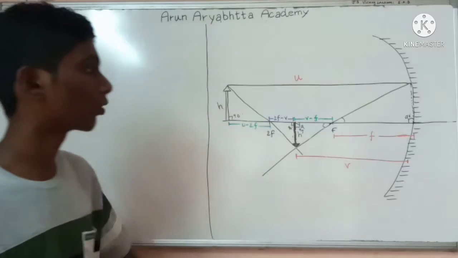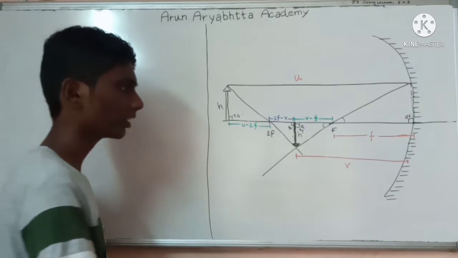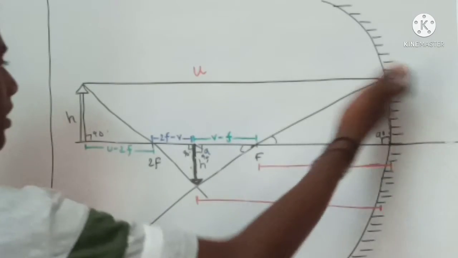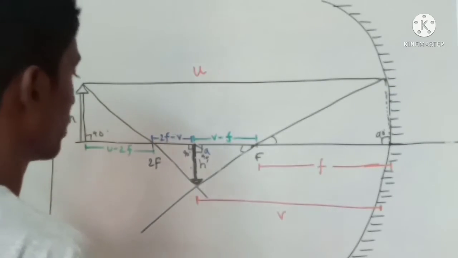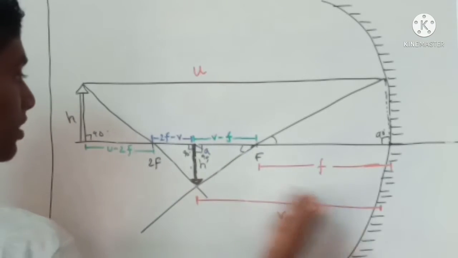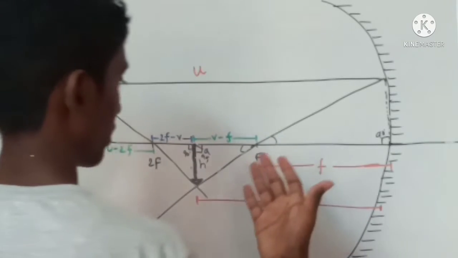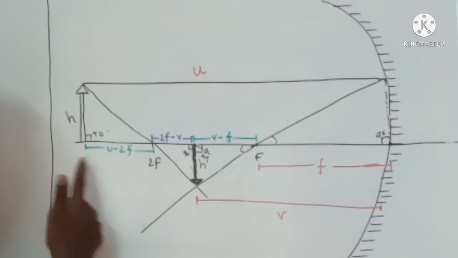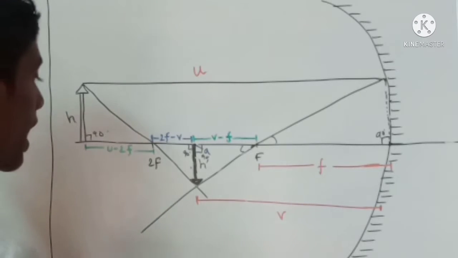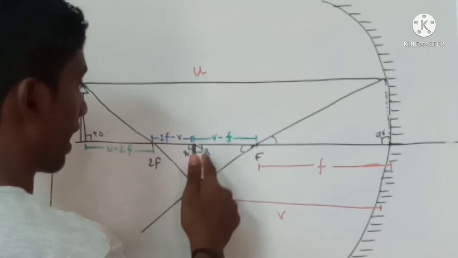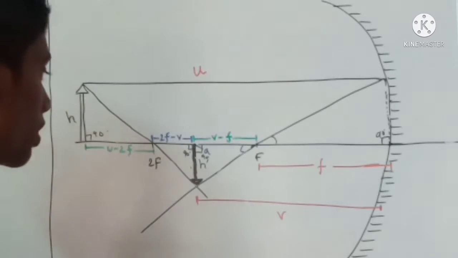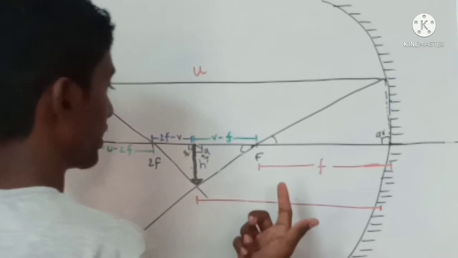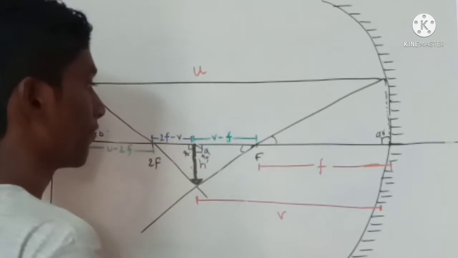In this video, we are going to learn how to derive the mirror formula. I have drawn a concave mirror and marked some distances. The distance between the object and the mirror is u, the distance between the image and the mirror is v, and the focal length is f. The distance between the object and 2f is u minus 2f. I have marked the point A for our convenience. The distance between 2f and A is 2f minus v, and the distance between f and A is v minus f.